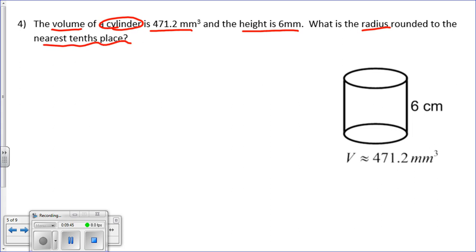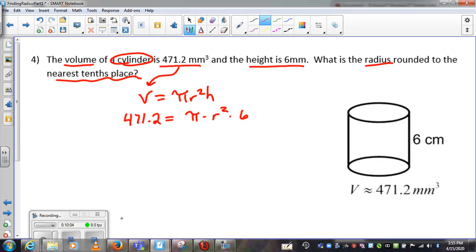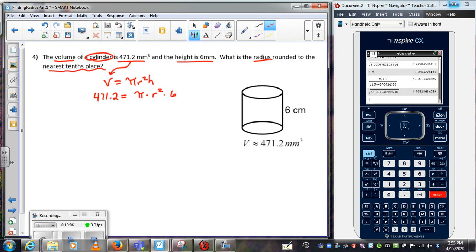All right, so a cylinder. V is equal to pi r squared h. So I'm going to take the volume, put it in place of the V. So 471.2 is equal to pi times r squared times the height, which is 6. So what I'm going to do on my calculator right now is I'm going to multiply 6 times pi. So 6 times pi.